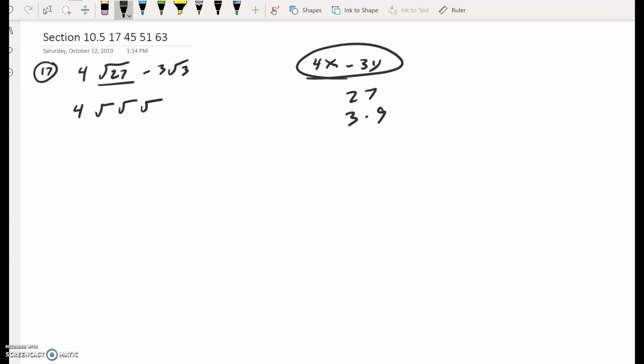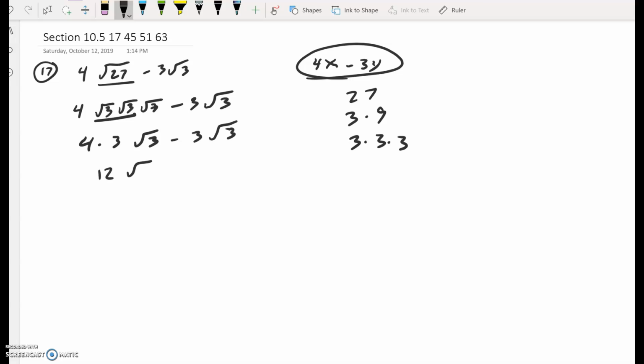It's 9 times 3, which is 3 times 3 times 3. So we have that 4 times the square root of 27 is 4 times the square root of 3 times the square root of 3 times the square root of 3, minus 3 times the square root of 3. Now that is 3. So we have 4 times 3 times the square root of 3 minus 3 times the square root of 3. Lots of 3's. So we have 12 square roots of 3 minus 3 square roots of 3.